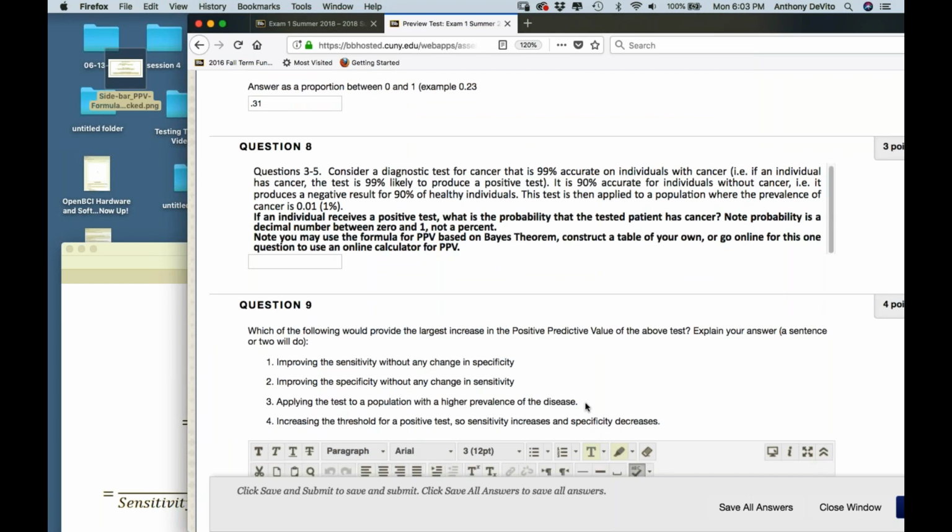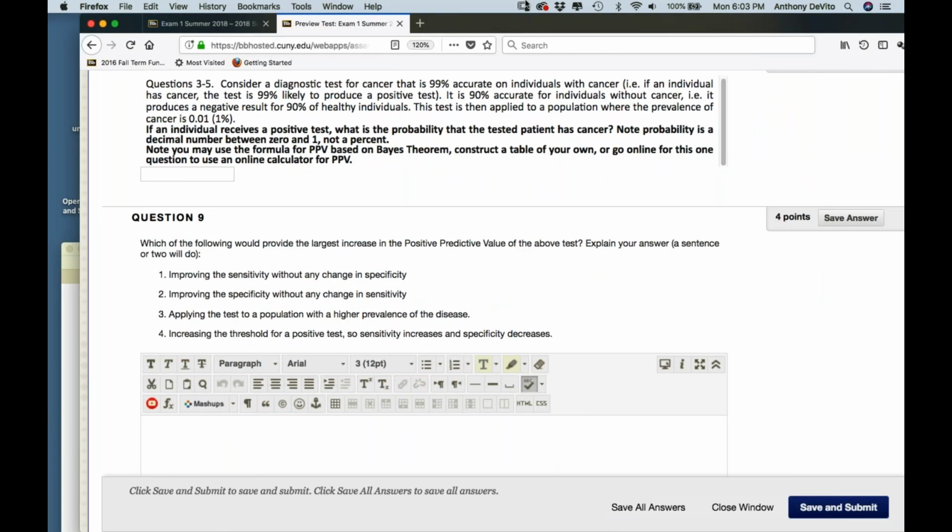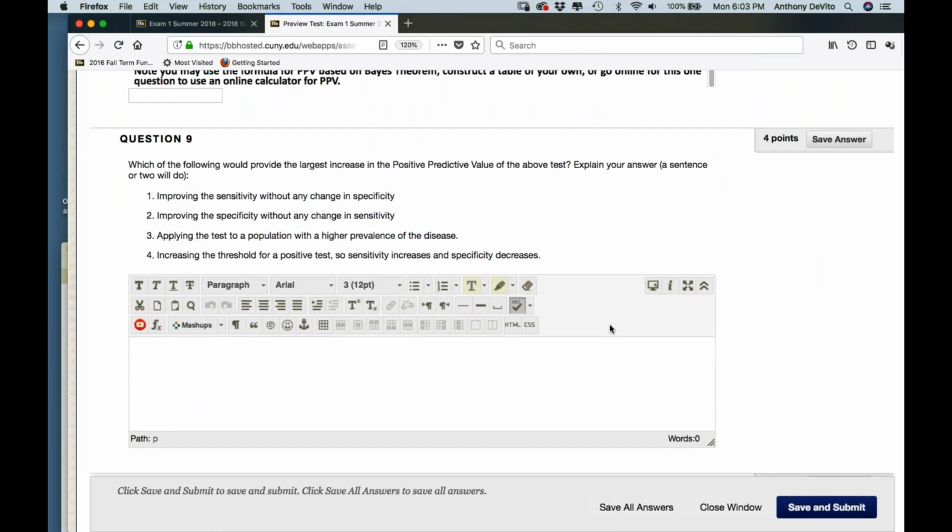And that's why we wind up with such a low positive predictive value in this case. Okay, let's get back to the exam. The next question basically asks you the same thing, doesn't it? It asks what would be the best way, if you wanted to pick out one of these possibilities, what would have the biggest impact on improving the positive predictive value? And I think most of you got the idea that applying the test to a population with a higher prevalence of disease is going to have the biggest impact.